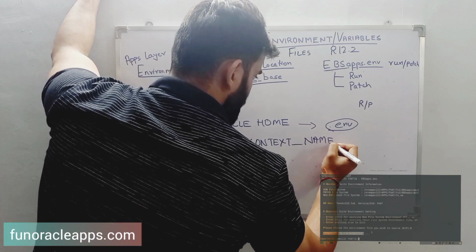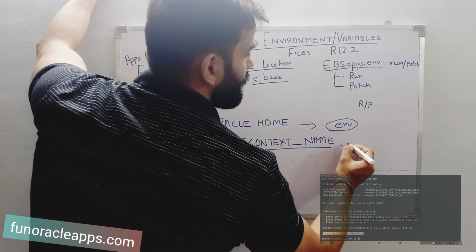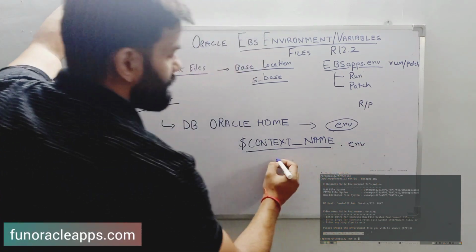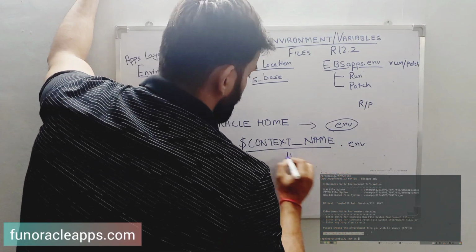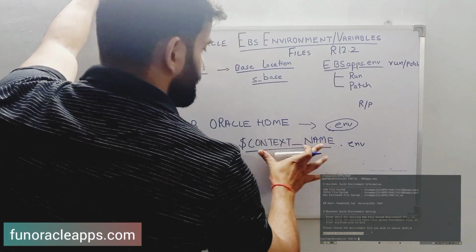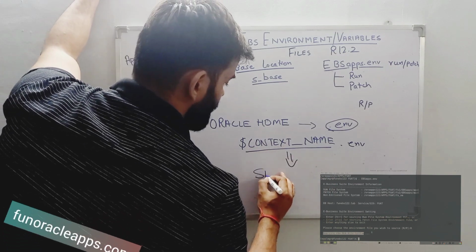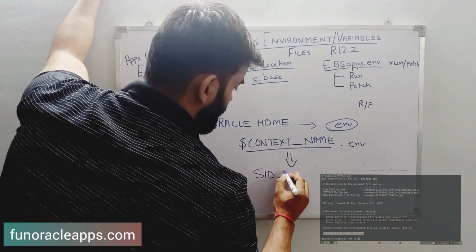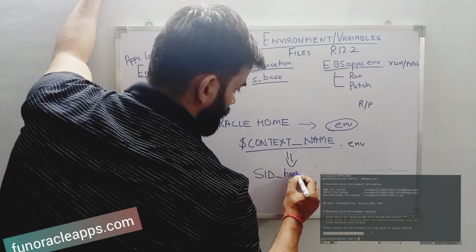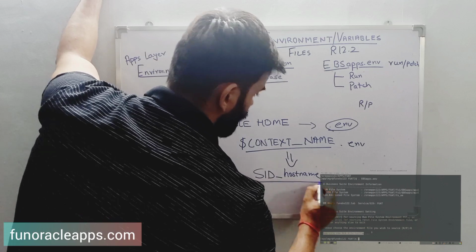So the Oracle standard is also the same, the context name.env. Now what is this context name? Context name is a variable that is derived from your values. It will be derived as your database SID underscore host name. So that will become your context name.